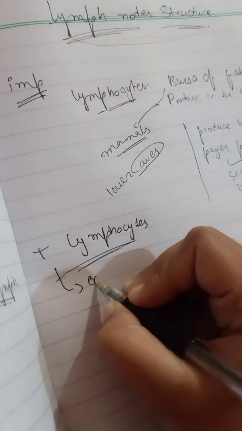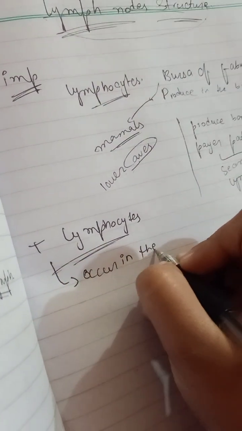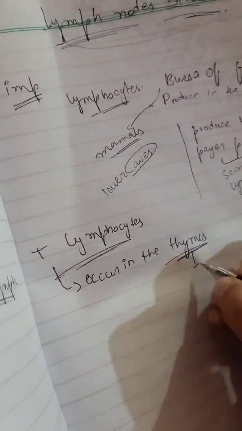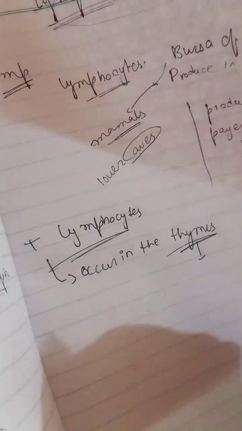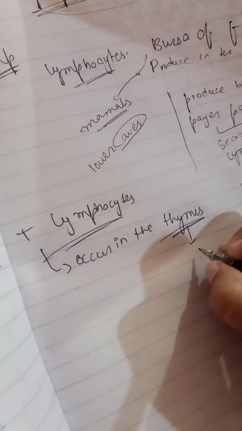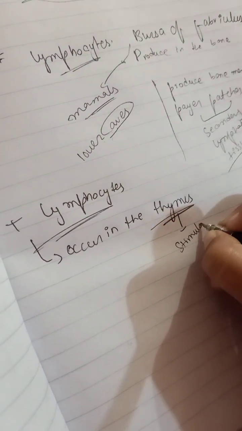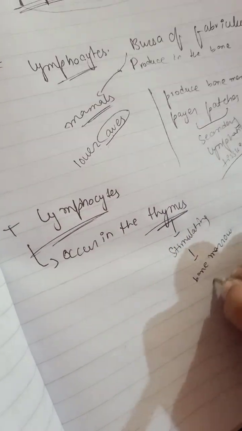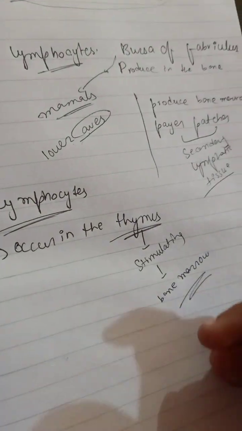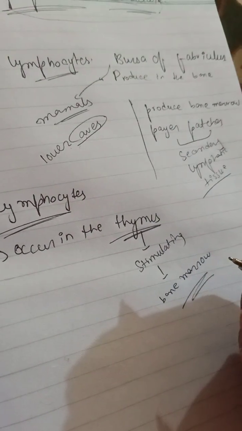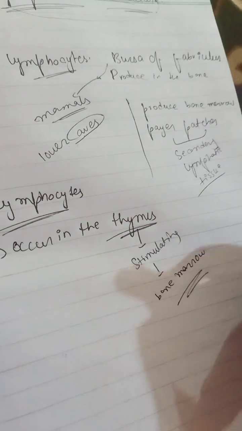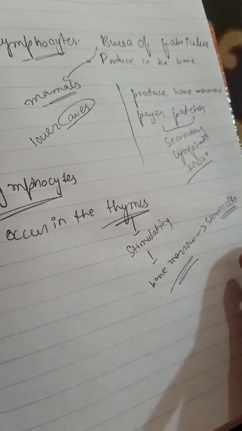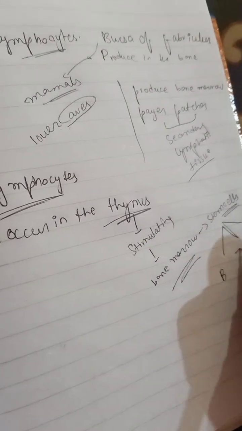So they basically mature in the thymus. What is the thymus? The thymus is a ductless endocrine gland, and it releases a stimulating hormone. This stimulating hormone moves into the bone marrow. As you all know, many cells are produced in the bone marrow. So in the bone marrow, because of the hormone, the number of lymphatic stem cells increases. What are stem cells? Stem cells give rise to cells like B lymphocytes, T lymphocytes, and killer cells.